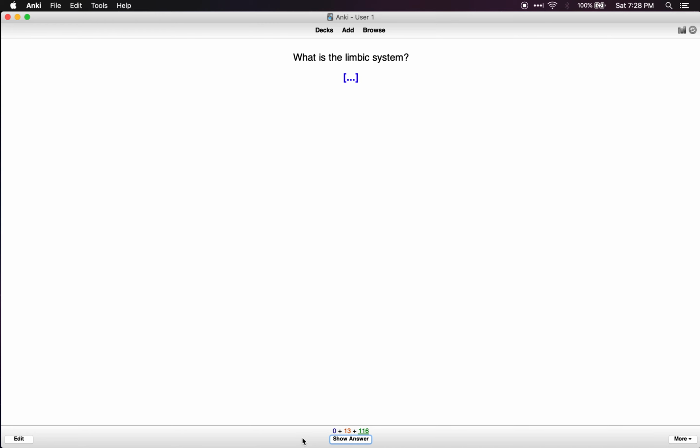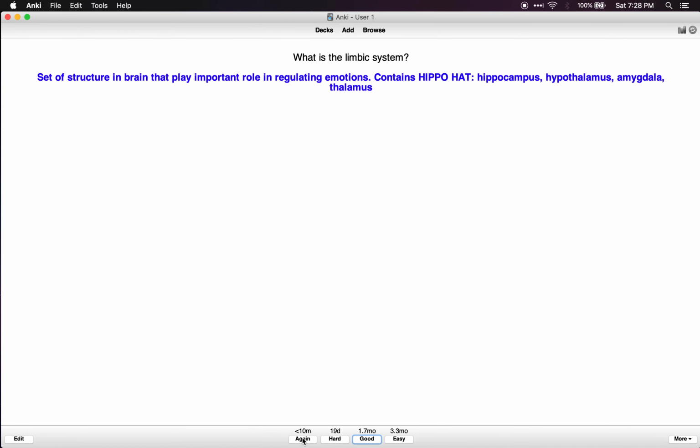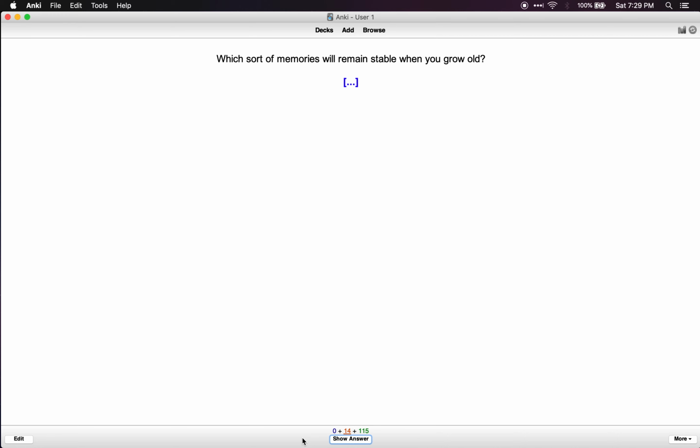Limbic system controls emotion. Contains hippocampus, hypothalamus, amygdala, and the thalamus. Set of structures in the brain that plays an important role in regulating emotions. Contains the hippocampus, hypothalamus, amygdala, and thalamus.